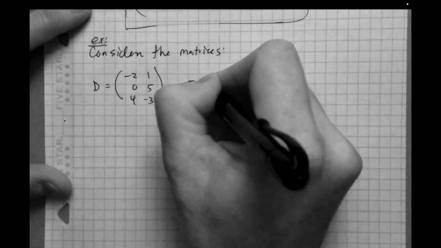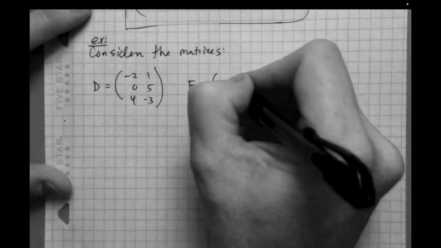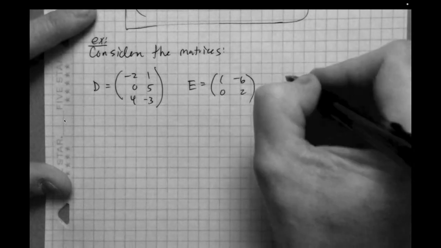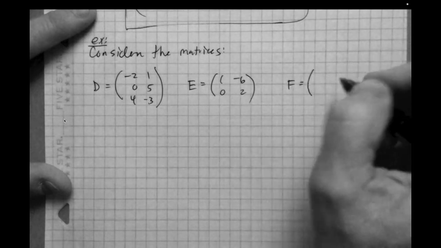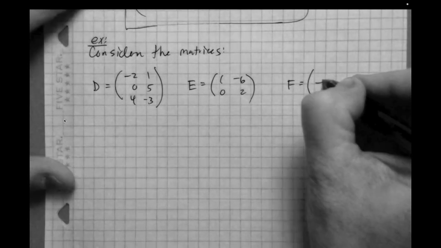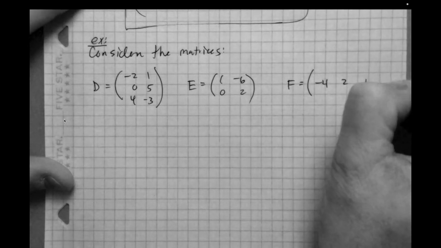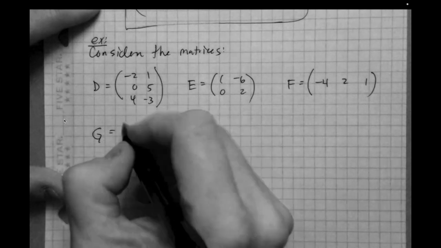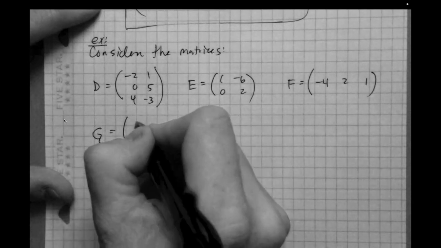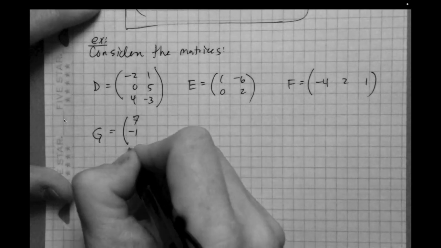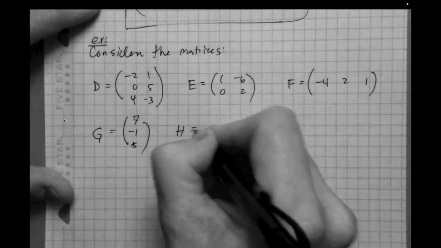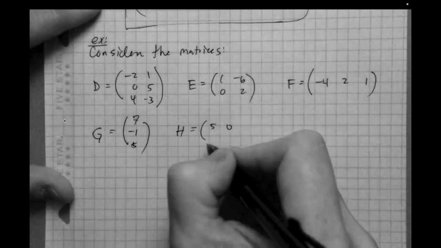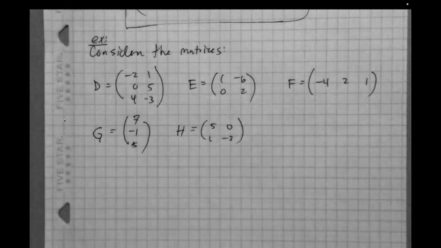E, which is going to be a 2 by 2. So 1, negative 6, 0, and 2. And F, which will be a 1 by 3. So negative 4, 2, and 1. G will be a 3 by 1, and it'll be 7, negative 1, and 5. And H is a 2 by 2 as well, and that's going to be 5, 0, 1, and negative 3.